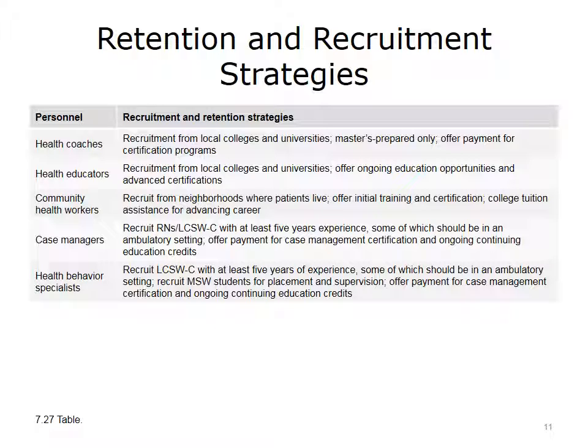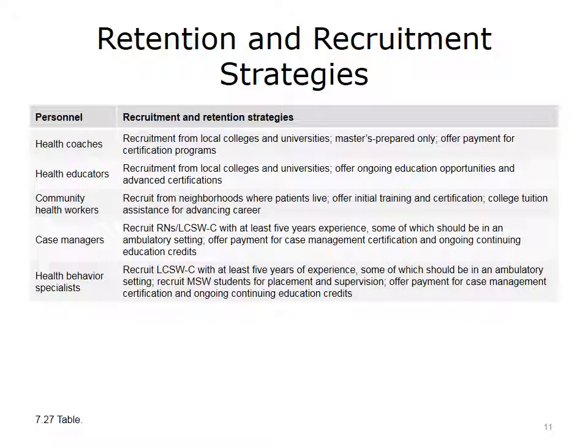The case managers are either registered nurses or licensed clinical social workers. And the same is true of health behavior specialists. J-CHIP requires that the licensed clinical social workers are certified clinicians and have had at least 5 years of experience, some of which should be in an ambulatory setting. They offer payment for case management certification. There are at least 2 national case management certifications. And when that is obtained, case management certification requires ongoing continuing education credits.